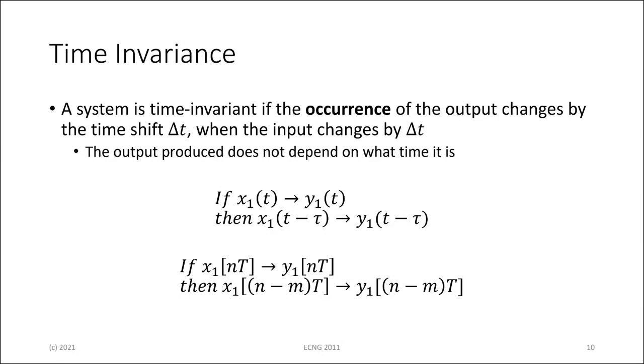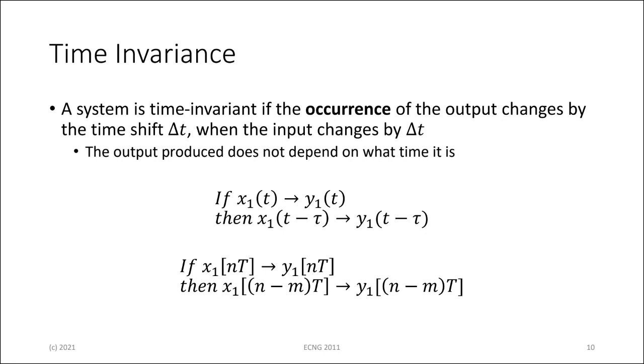A system is said to be time invariant if the occurrence of the output changes by some time shift delta t when you change the input by the same time delta t. In other words, if I put an input now and I get some kind of output, if I come 10 minutes later and I put the same input, I'm supposed to get the same output coming. I'm not supposed to get an output that was adjusted for the fact that it was 10 minutes later, right? In other words, when the output is produced does not depend on time.